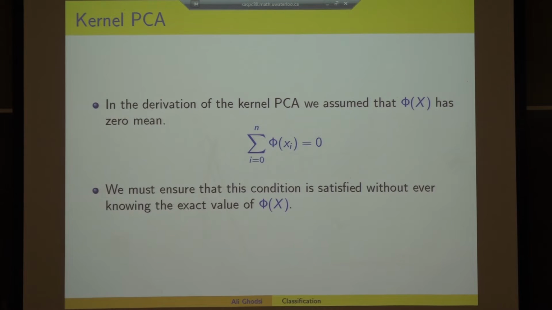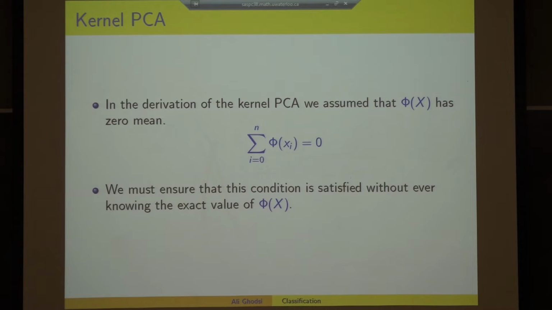So there is one more technicality to do PCA. If you remember, in PCA, we assume that the data has been centered. We take the mean of the data out first, and then we compute XX transpose or X transpose X, and so on. So based on this assumption, the mean of phi of xi should be zero. But we never computed phi of x. We don't have it explicitly. How can we centralize something that we don't have?